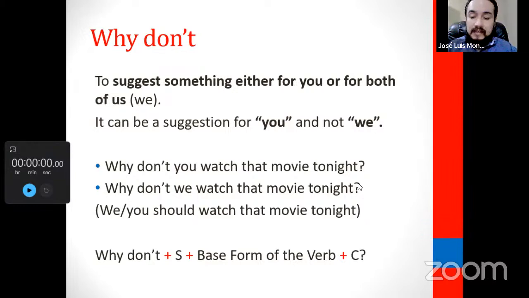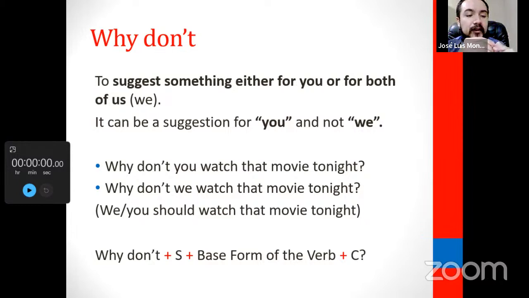So in this case, Natalia, this is not always for both of us. It can be for you. You can give me a suggestion, for example, Natalia, and you can tell me, "Why don't you call me in 5 minutes?" So you're giving me a suggestion, and that's only for me. Why don't you call me in 5 minutes? So you are giving the suggestion to me.